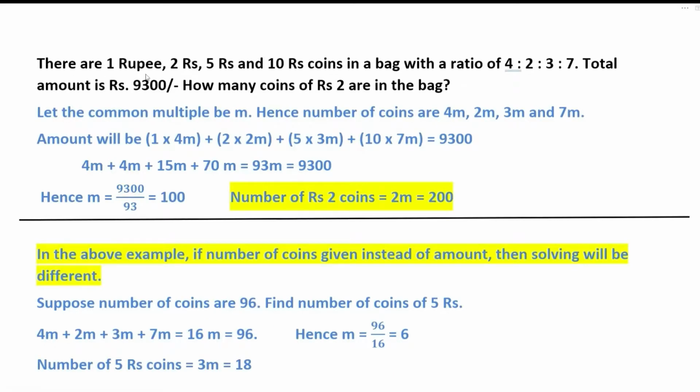There are 1 rupee, 2 rupees, 5 rupees and 10 rupees coins in a bag with a ratio of 4:2:3:7. The total amount is 9,300 rupees. How many coins of 2 rupees are there in the bag?